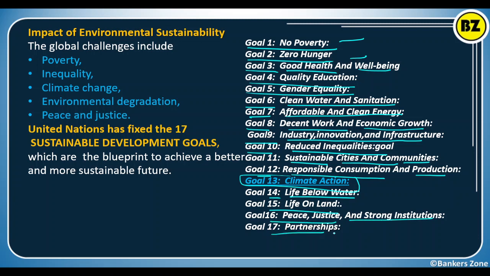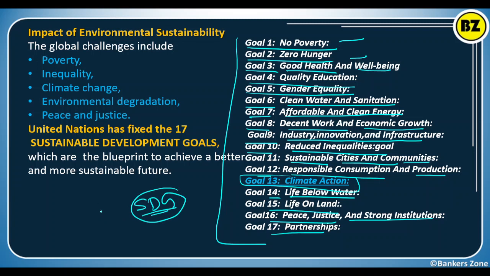The 17th is partnership. So these are the 17 Sustainable Development Goals, called the SDGs, given by the United Nations. Remember, okay, out of that the most important is the 13th, which you must remember. It is about the climate action. Okay, remember, it is the climate action.